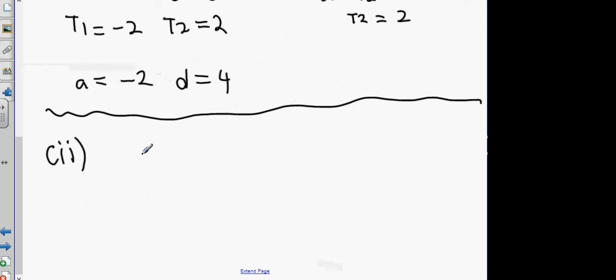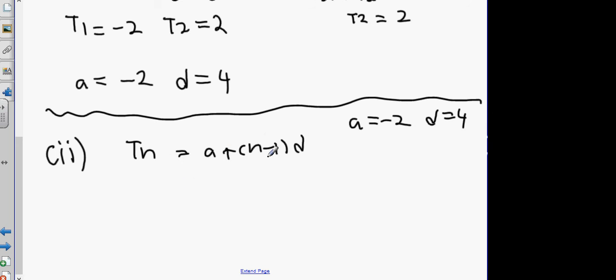What we need to do is find out what Tn is. The formula for Tn is a plus n minus 1 times d. So you write down a plus n minus 1 times d. Now what you do next is plug in your numbers: minus 2 plus n minus 1 times 4. You multiply them by the 4.